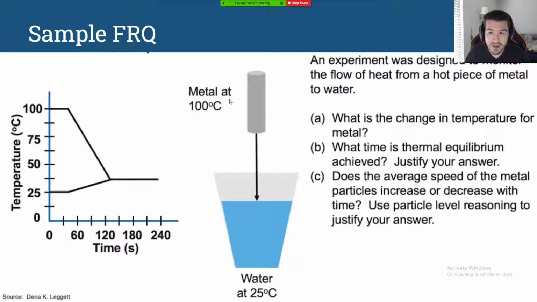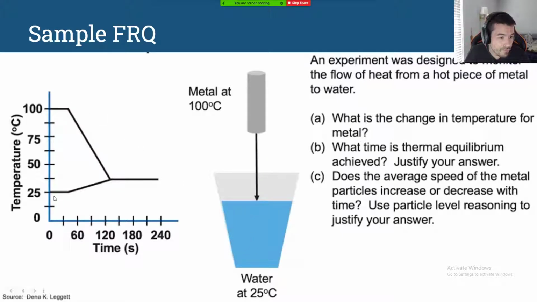So we've got a scenario here. An experiment was designed to study the flow of heat from a hot piece of metal to water. So we're putting this hot piece of metal into this water here. The metal starts at 100 degrees Celsius, the water starts at 25 degrees Celsius, and we're just going to drop this metal into the water.